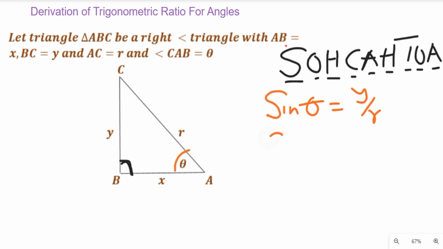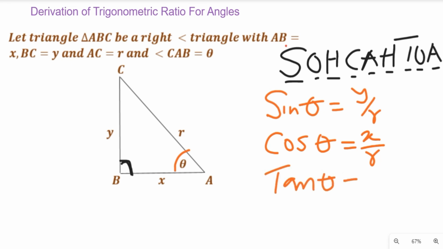Now we're going to look at cos of theta. Now cos of that angle theta will give us what? Cos is adjacent over hypotenuse. So this will give us the adjacent, while this remains the adjacent. The hypotenuse is r. So cos theta is going to give us x divided by r. Now let's look at tan theta. Tan theta is opposite over adjacent. Now the opposite of this angle is y and the adjacent is x. So tan theta is going to give us y divided by x.